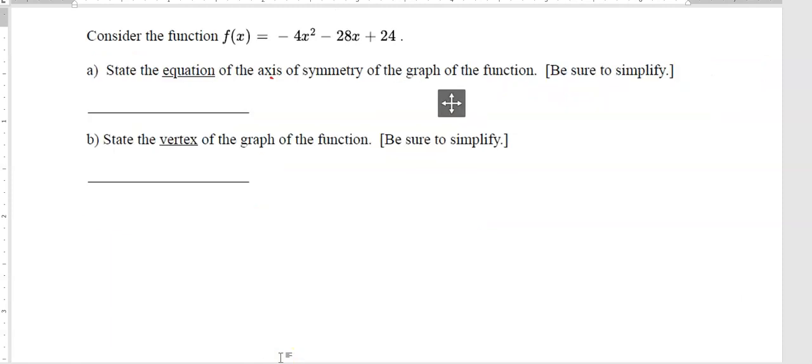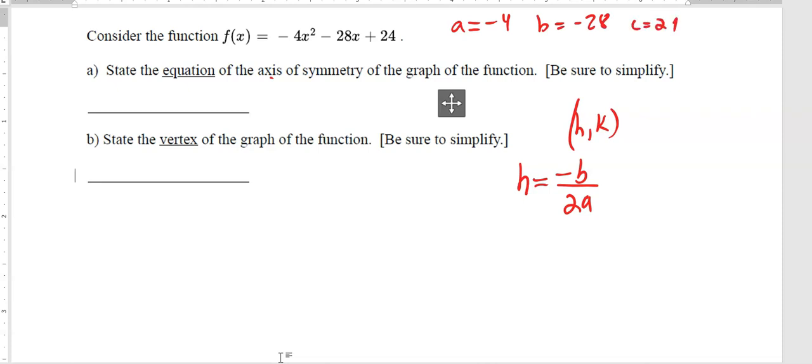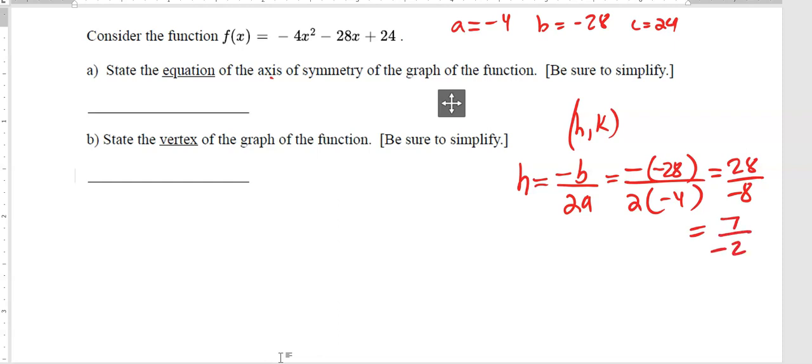So we're going to start with part B here, the vertex. And when we have a quadratic in standard form, we know that the vertex is (h, k). And to find h, we say negative b over 2a. So in our problem, we have a is equal to negative 4, b is equal to negative 28, and c is equal to 24. Okay, so when I'm putting it into my equation here, I myself draw parentheses around the letters and then I put them in. So negative 28 and a is negative 4. So it's going to be 28 over negative 8, which will be 7 over negative 2.